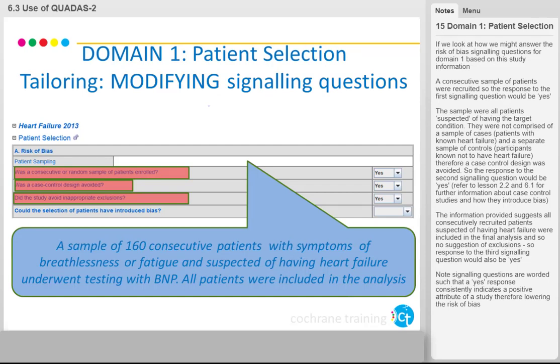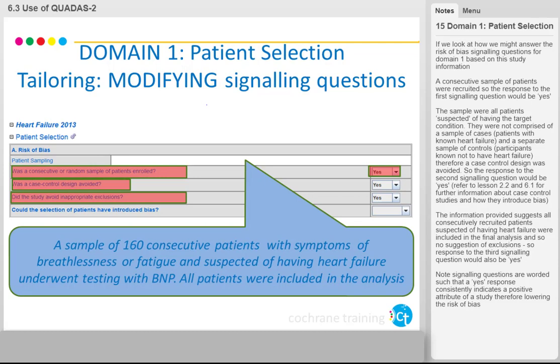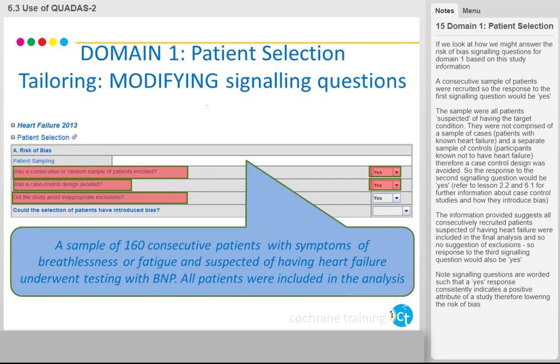Let us now look at how we might answer the risk of bias signalling questions for Domain 1 based on this information. A consecutive sample of patients were recruited, so the response to the first signalling question would be yes. The sample were all patients suspected of having the target condition, heart failure. They were not comprised of a sample of cases, patients with known heart failure, and a separate sample of controls, participants known not to have heart failure. Therefore, a case control design was avoided. The response to the second signalling question would therefore be yes.